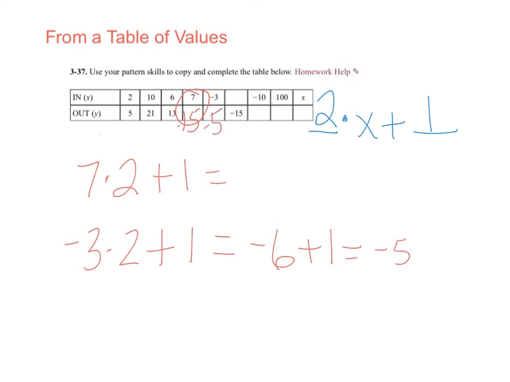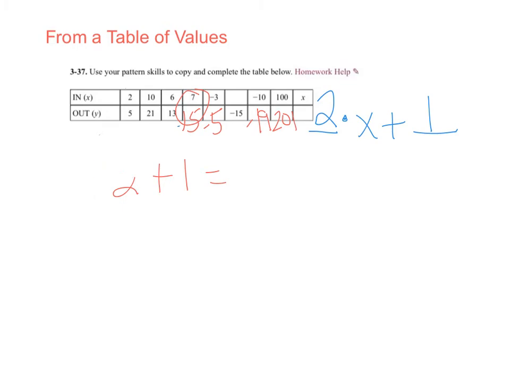Negative 5. Let me jump over here to the negative 10. So I have negative 10 times 2 plus 1. Negative 20 plus 1 is negative 19. Then I have 100 times 2 plus 1, and 100 times 2 is 200, plus 1 is 201.